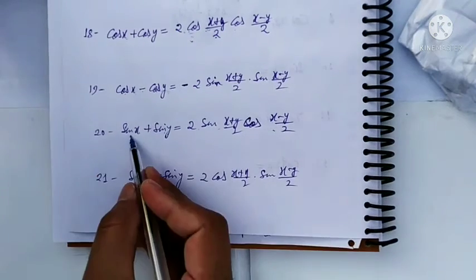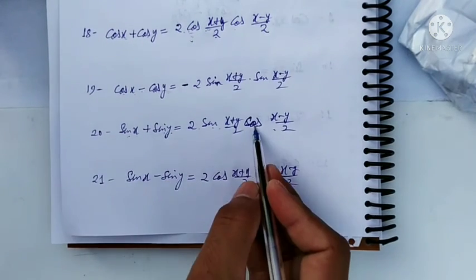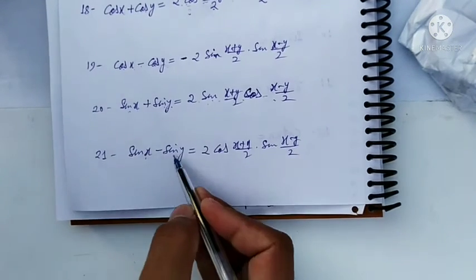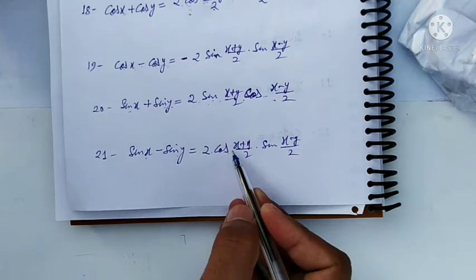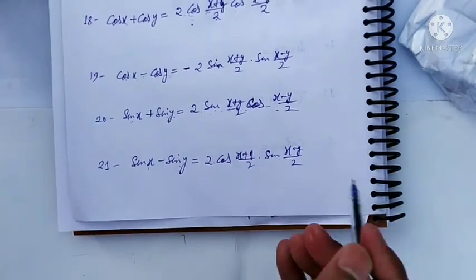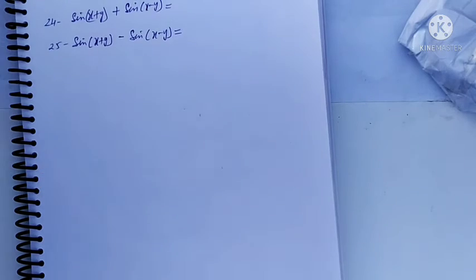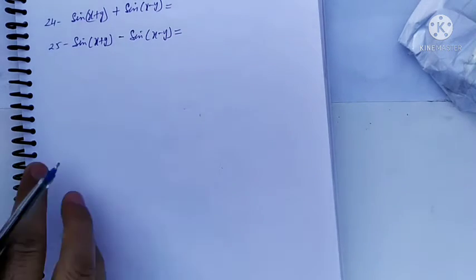Remember this: in sin x plus sin y, it is 2 sin cos. Then in sin x minus sin y, 2 cos will come first and sin will come after that. So this is the formula. Now hereafter we will remember some most important formulas. These are very important, you will remember.